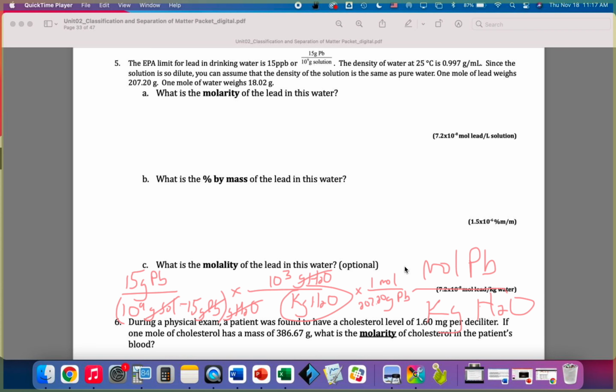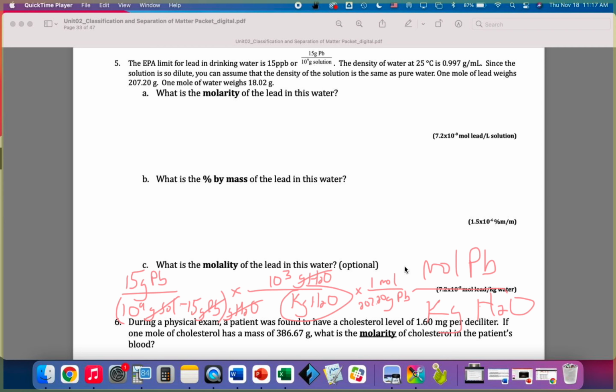207.20. So I'm not sure if my answer key accounted for the fact of subtracting that 15. It's probably not going to be significant. But if we take 15 divided by parentheses 10 caret 9 minus 15, because again, that's how much water we would have used. Get an answer. Multiply by 10 caret 3.